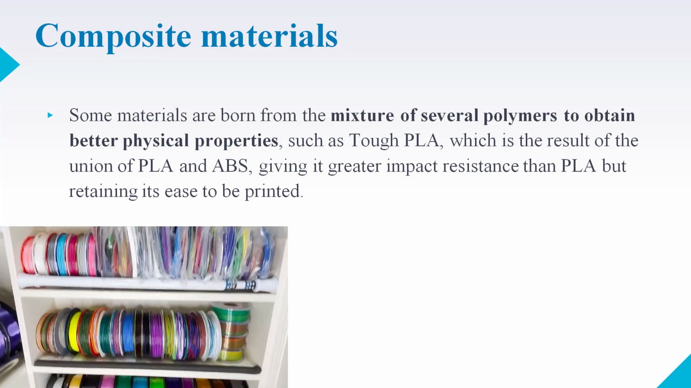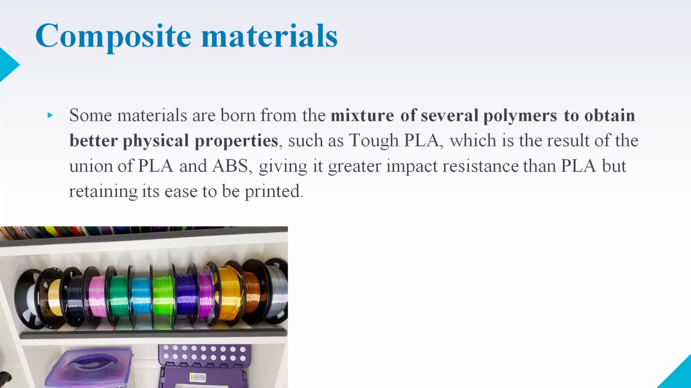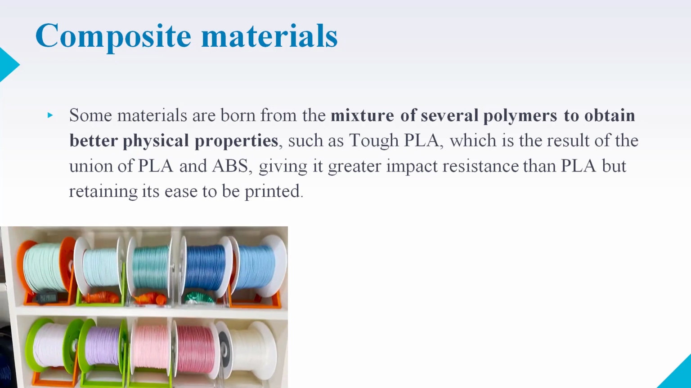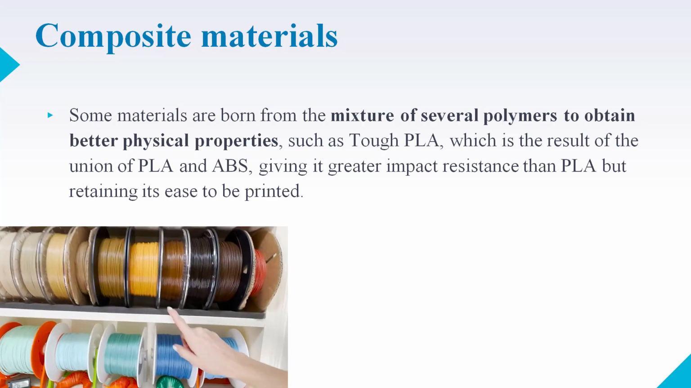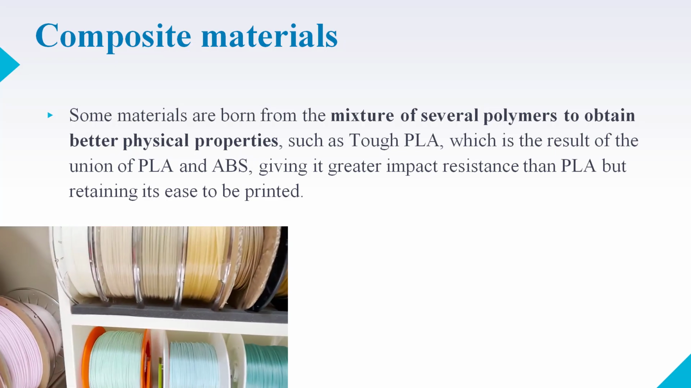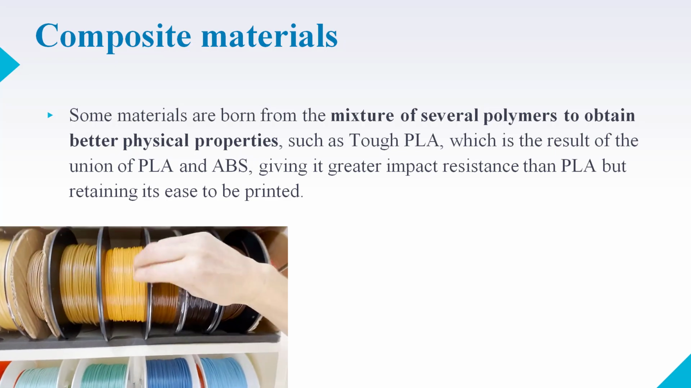So some materials are born from the mixture of several polymers to obtain better physical properties, such as tough PLA. Tough PLA is a union of PLA and ABS, giving it greater impact resistance than PLA, but retaining its ease of being printed.